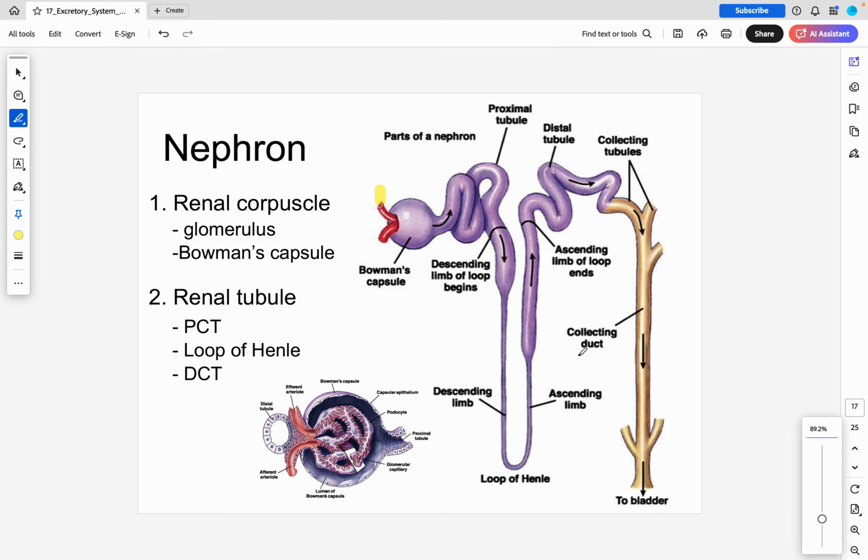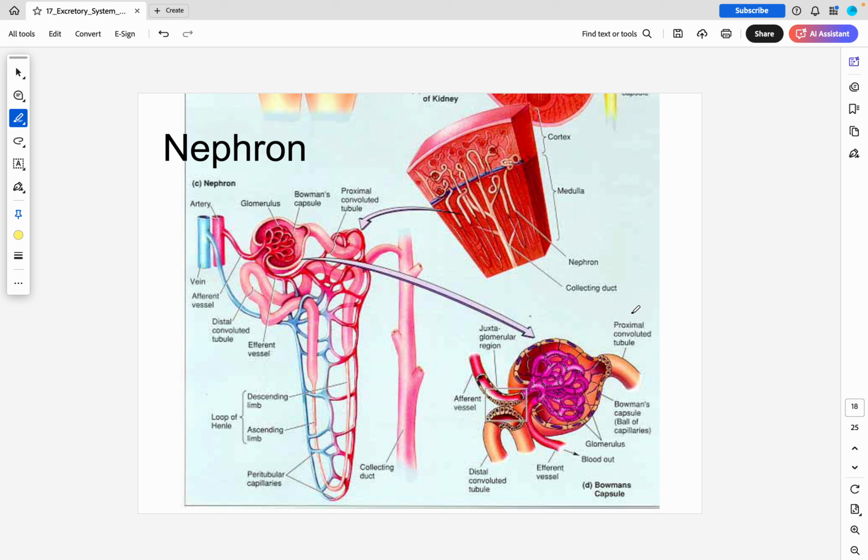Then we look into the renal tubule. I've already discussed the major parts. So we have the PCT, the loop of Henle, the DCT, and the collecting tubules that will divert the material collected towards the bladder. If you notice, surrounding the tubules, there are associated capillaries, blood vessels that are also found.